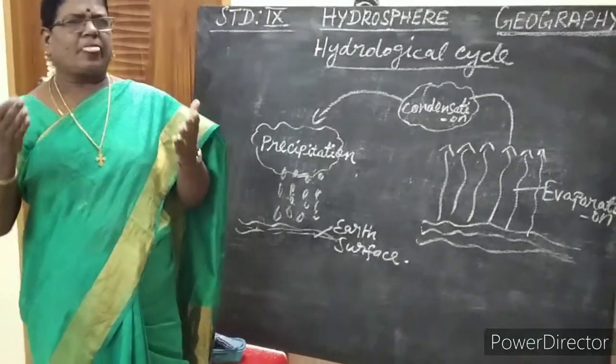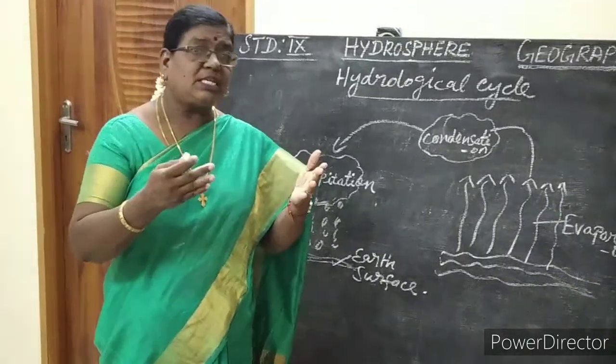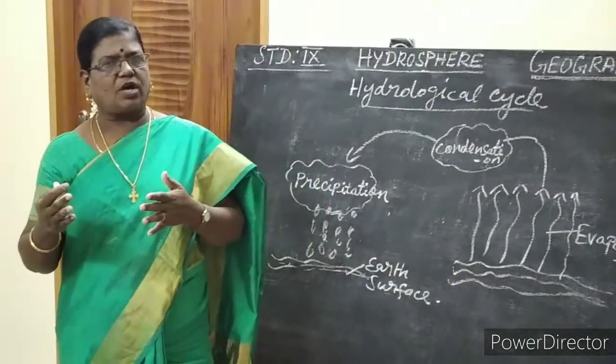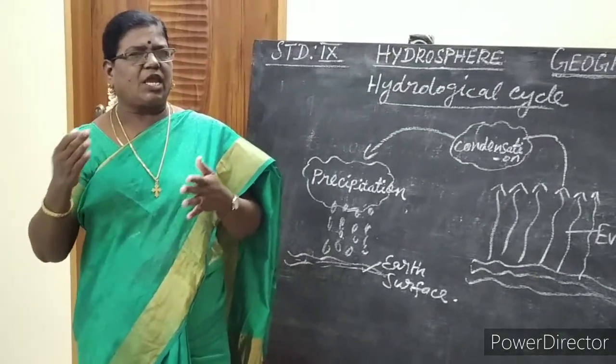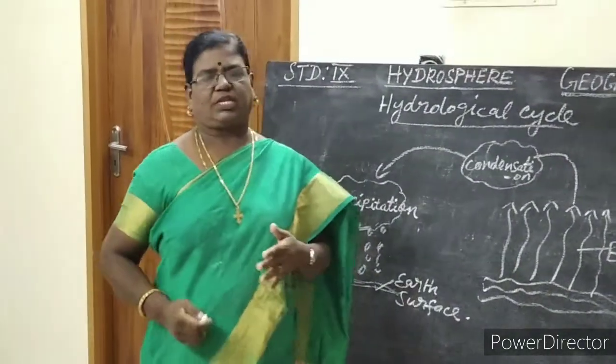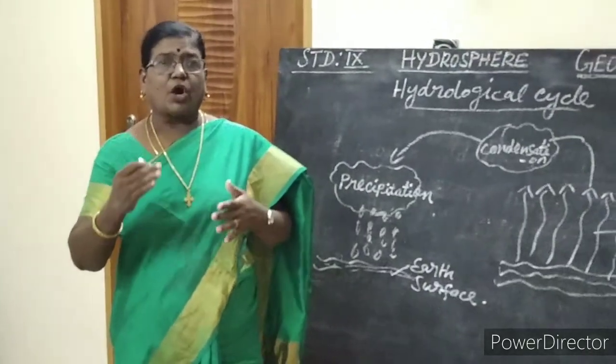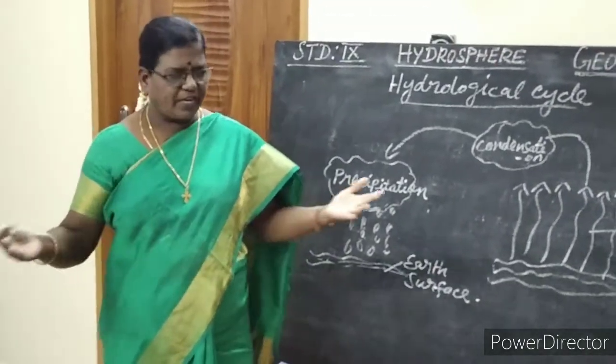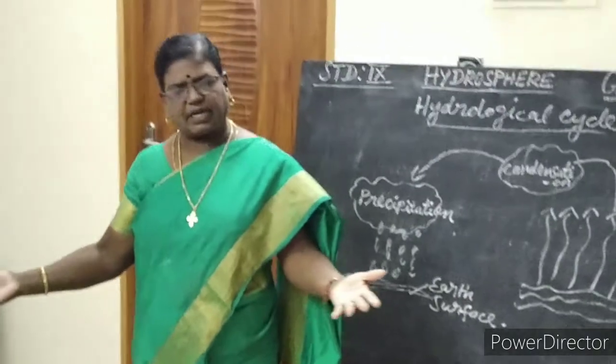Surface water may also penetrate through porous rocks and get collected beneath the earth's surface. This is called groundwater.